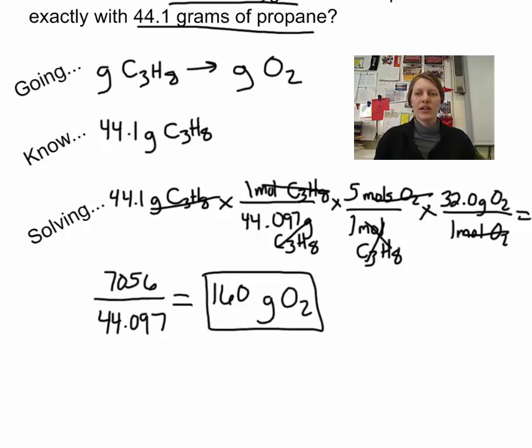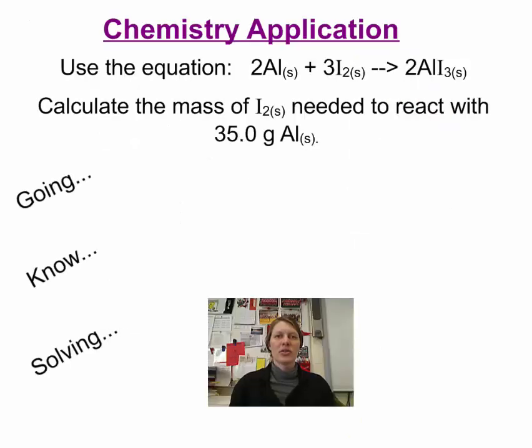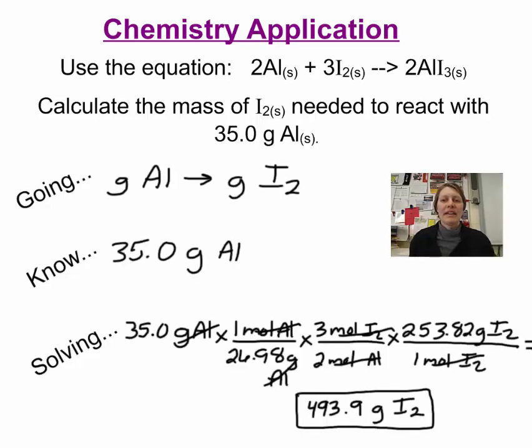Now I have another example here for you. So go ahead and pause the video and try to work this one out on your own and see if you can do the same thing. If you try this one out, you can check your work here and hopefully you got the same answer.